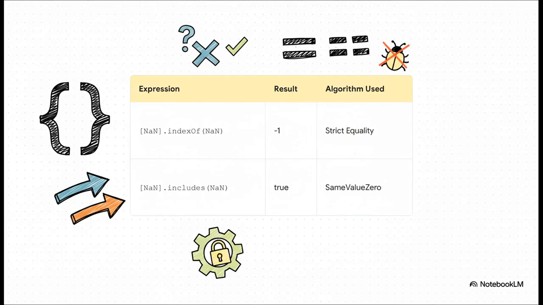The older Array.indexOf method uses strict equality, and because NaN is not strictly equal to itself, indexOf can never find it in an array. But the newer Array.includes method uses SameValueZero. Because that algorithm handles NaN correctly, includes finds it, no problem. This difference is a classic source of bugs, and now you know why it happens.